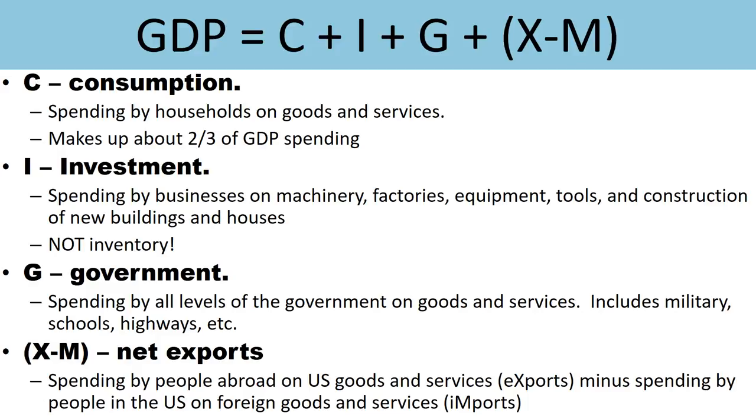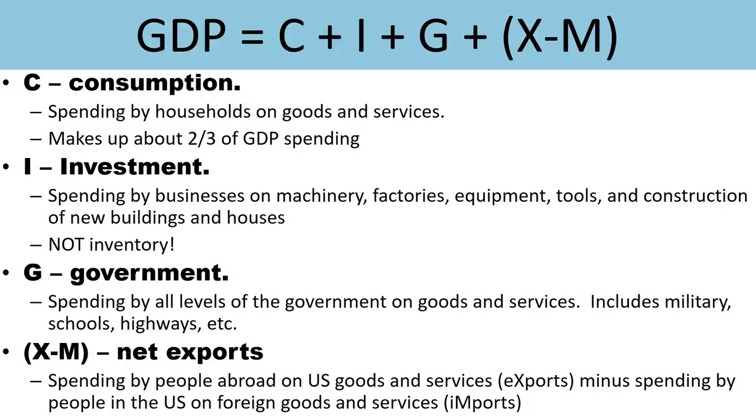The last chunk here is seen as X minus M, or sometimes XM. So this is net exports. You want to take the amount of things that we're exporting to other countries and subtract the things that we're importing from other countries. So if you look at the way that this relationship is set up, you'll see that it's very simple. If consumption goes up, GDP goes up. If government spending goes down, GDP goes down. The only hard part about this is when you get to the exports versus imports.